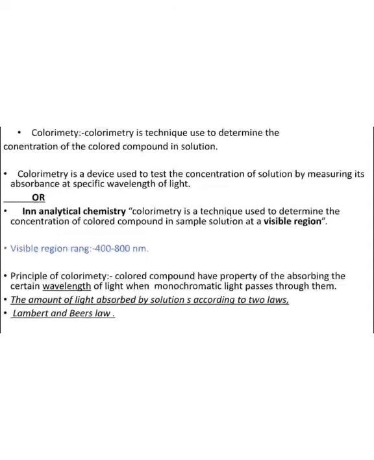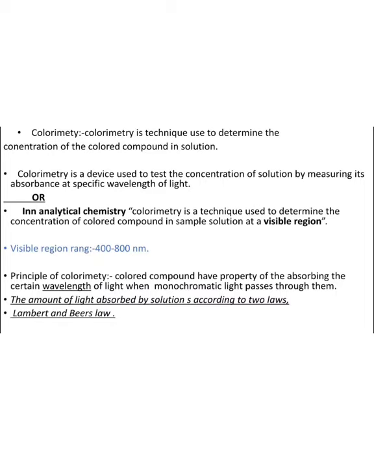So, first of all, what is colorimetry? Colorimetry is a technique used to determine the concentration of a colored compound in a solution. In simple titration, we do not determine the concentration of a colored compound, because we find the endpoint, and the endpoint is determined by a coloring agent. Colorimetry is a quantitative technique to determine the concentration of a colored compound in a solution.